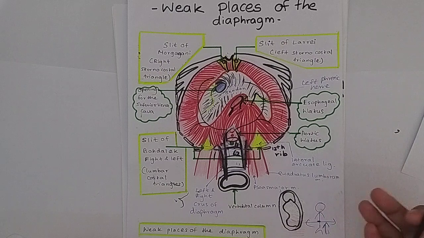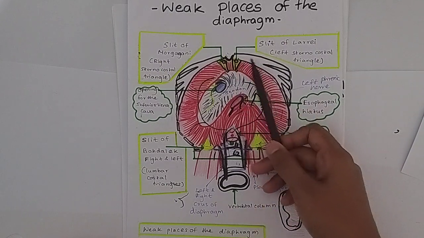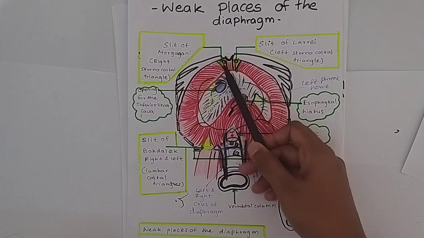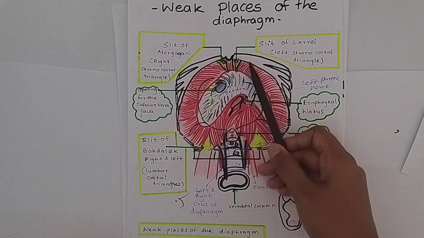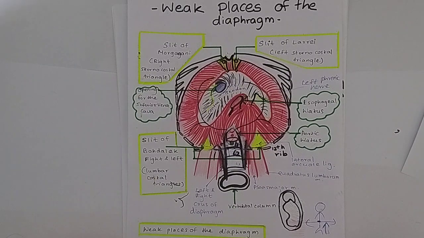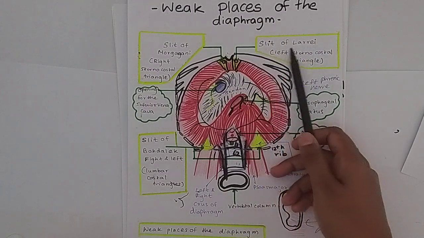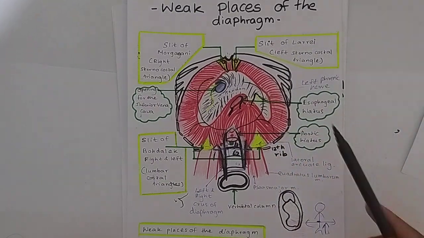On the left and right both we have slits of Bochdalek, and here the sternocostal triangles we call the slit of Morgagni. Actually, the right side we call the slit of Morgagni, and the left side we call the slit of Larrey. Some people call both the slit of Morgagni, it doesn't matter, but actually the left has a special name, the slit of Larrey.